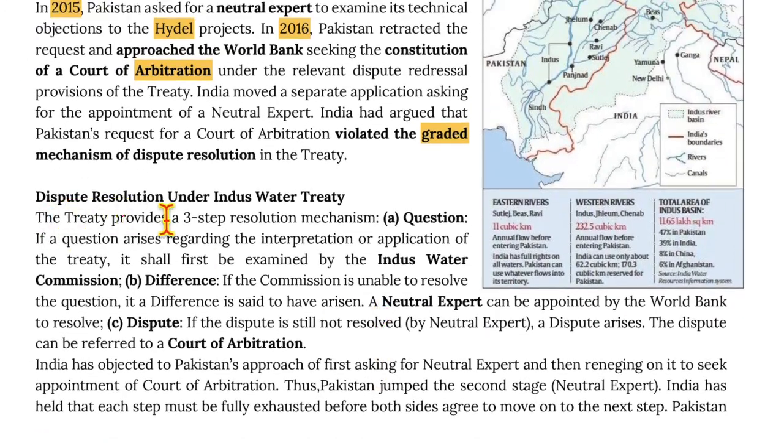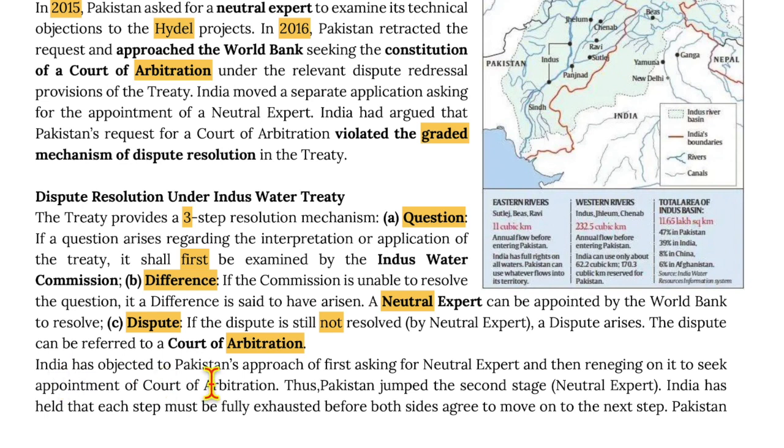Now moving on to the dispute resolution under Indus Water Treaty. The treaty provides three-step resolution mechanism, that is question, differences, and dispute. Now, if a question arises regarding the interpretation or application of the treaty, it shall be first examined by the Indus Water Commission. Differences. If the Commission is unable to resolve the question, a difference is said to have arisen. A neutral expert can be appointed by the World Bank to resolve. Now, if there is a dispute, and the dispute is still not resolved by the neutral expert, the dispute can be referred to a court of arbitration.